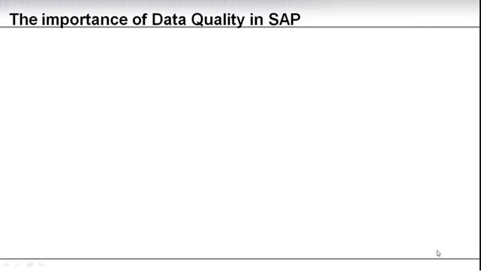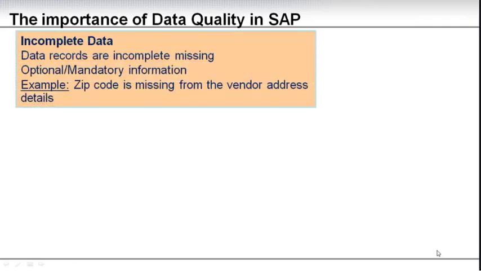But let's have a look at what types of data quality issues you could be facing. First of all, incomplete data, meaning data records are incomplete. It could be missing optional or mandatory information. Example is that the zip code is missing from the vendor address details, and the zip code is a standard field, a mandatory field in SAP.